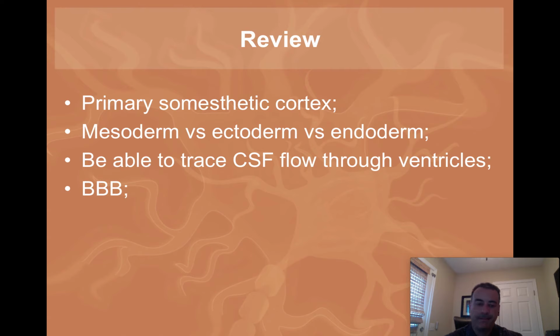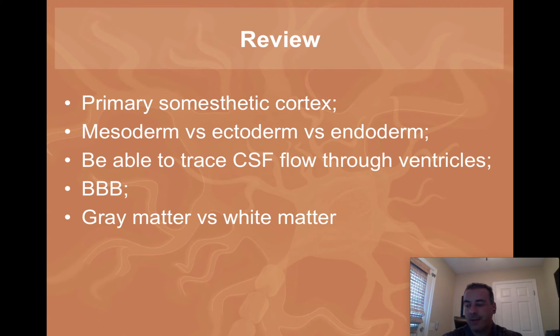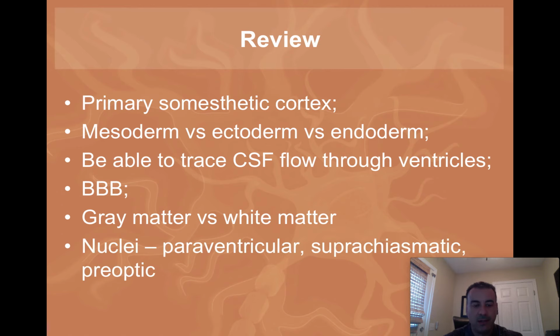Gray matter versus white matter. Why is gray matter gray? Why is white matter white? Myelinated versus unmyelinated fibers. For example, a portion of the gray matter in the pons, medulla, and midbrain is called the reticular formation. So what is the reticular formation? I don't have that on my review, so be familiar with the reticular formation and how it relates to gray matter.